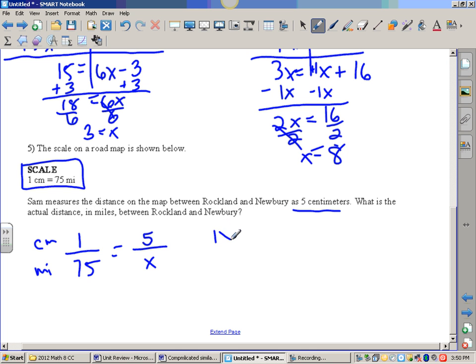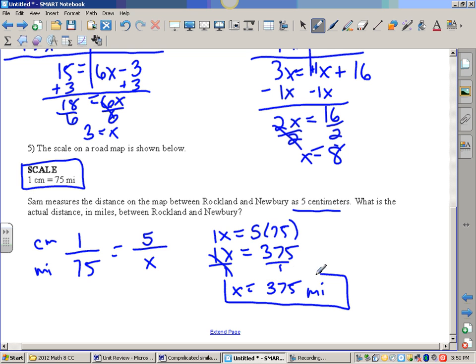And you get 1x equals 5 times 75. 1x equals 375. And everybody's different. You don't need that 1 there, but if it helps you to make sure you complete your process, you're going to get x equals 375. Do not forget to label miles, and you're all set.